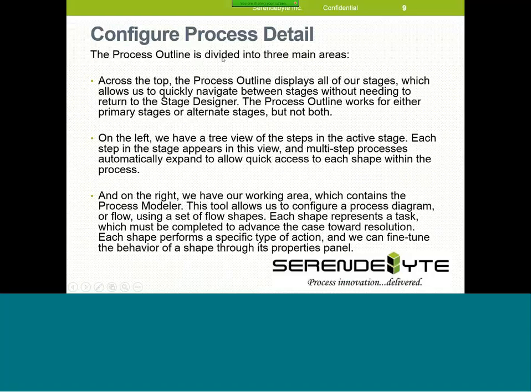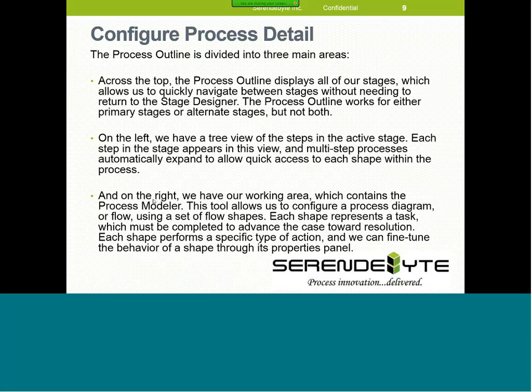So this is what I am describing over here. On the top, you see the outline displays all stages. The process outline works for either the primary or alternate stage, not for both. If you click one, you see only that particular stage's information, not the alternate one. On the left side, you see a tree view of the steps and the shapes associated with those stages. And on the right, in the work area, you see all the shapes and information about assignments, utility, and actions, that is decisions, all the information.